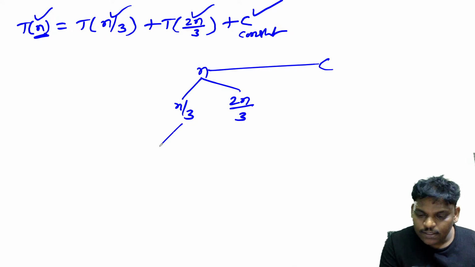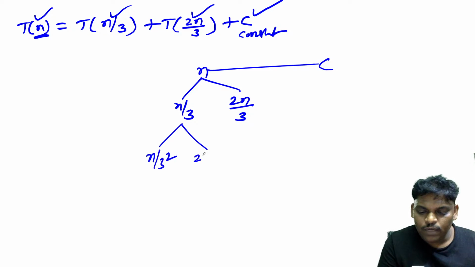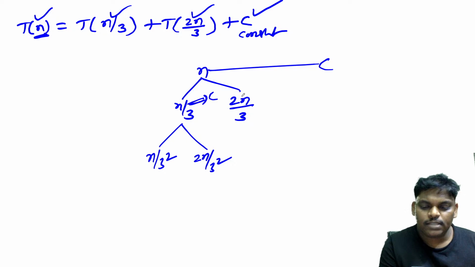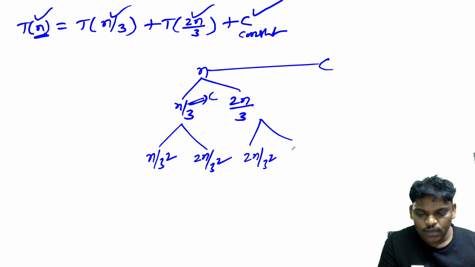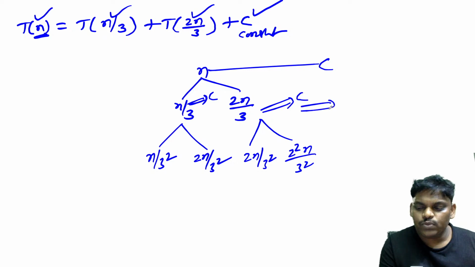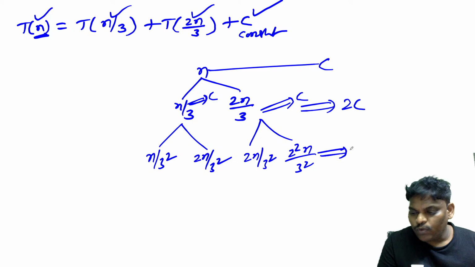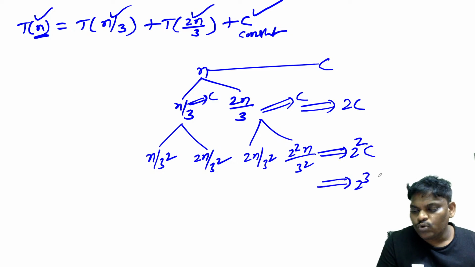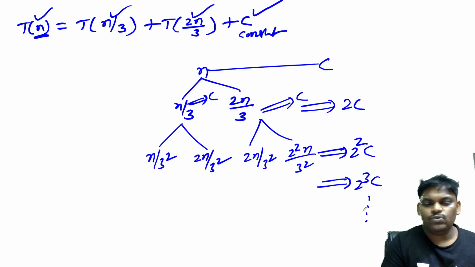So the same thing for this: (n/3)^2 and (2n/3)^2. This is C time, because C is a constant. Same way here: (2n/3)^2 and 2^2 n/3^2. This is also constant. Overall 2C. If you want, you can verify 2^2 C, and 2^3 C, and so on.